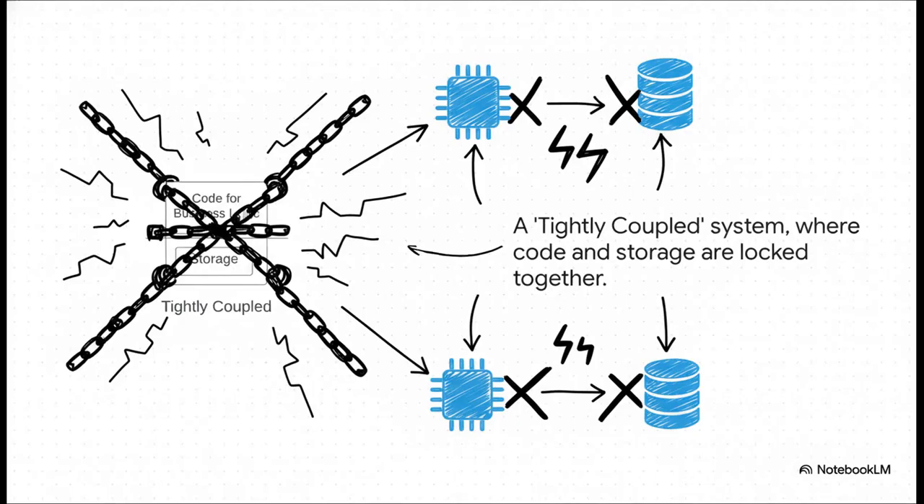Yeah, this is what engineers call a tightly coupled system. A good way to think about it is like a car, where the engine is literally welded to the wheels. What happens if you need to fix the engine? You gotta take the whole car apart. It's just super inefficient and honestly pretty risky.